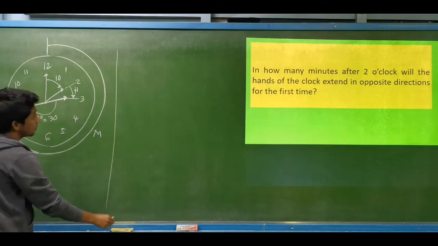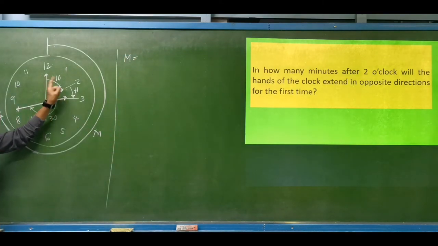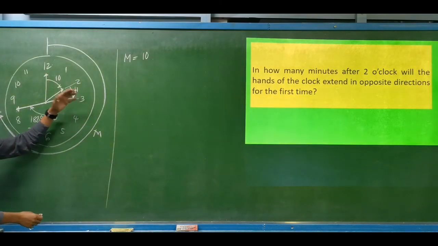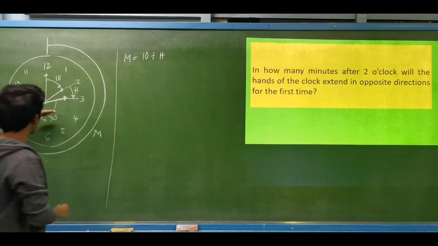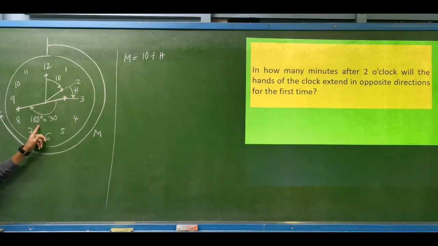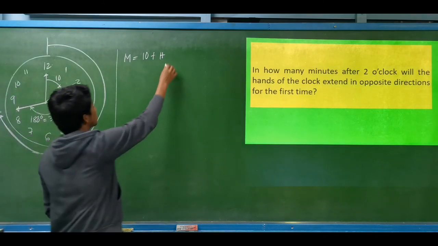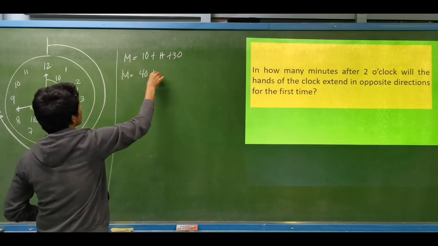Let us establish our equation. The equivalent of m, or the number of minutes, is basically equal to 10, since it is from 12 to 2, then plus the movement of the hour hand, h. Since they are now extending in opposite directions, they form an angle of 180 degrees or 30 divisions, since the entire clock is 60 divisions. So half is 30, so plus 30. So the number of minutes is now equal to 40 plus h.